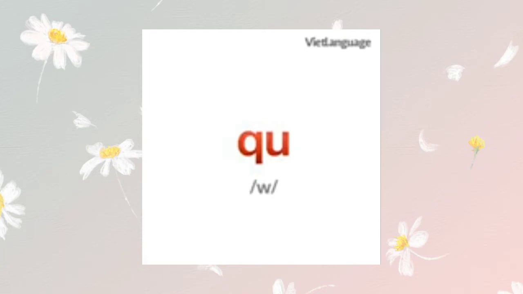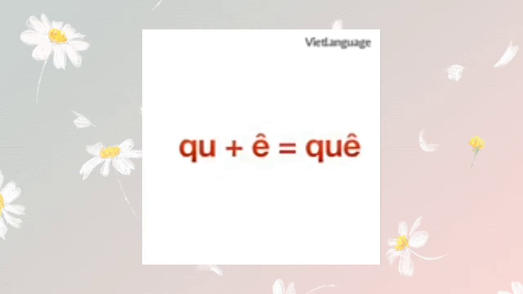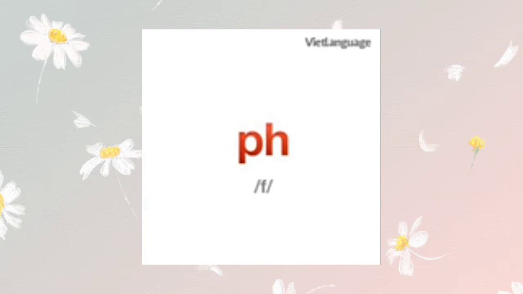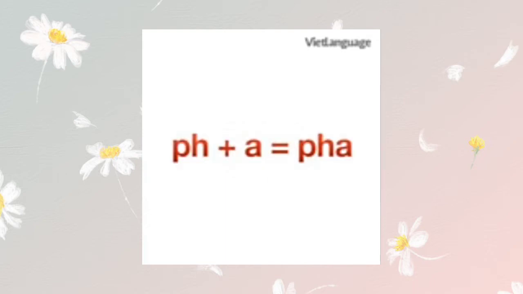Next we have w, w. This consonant cluster represents the sound of the letter W that doesn't exist in the Vietnamese alphabet. W. This word means countryside. W, e, we, we. F, f. This consonant cluster represents the sound of the letter F. Do you know how to pronounce this word? F, a, fa, fa.